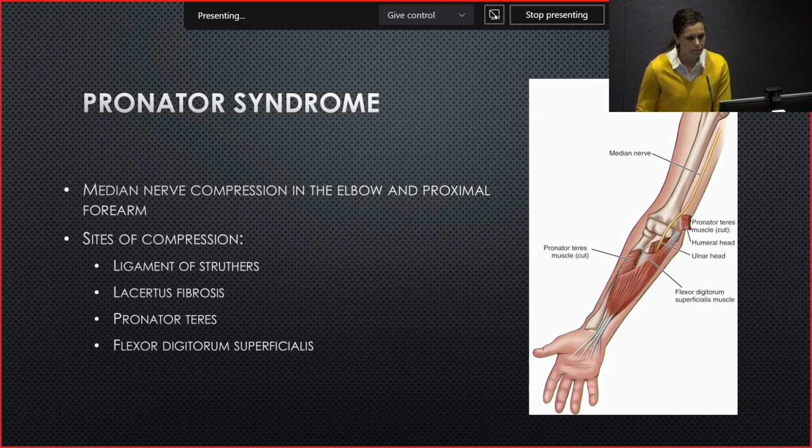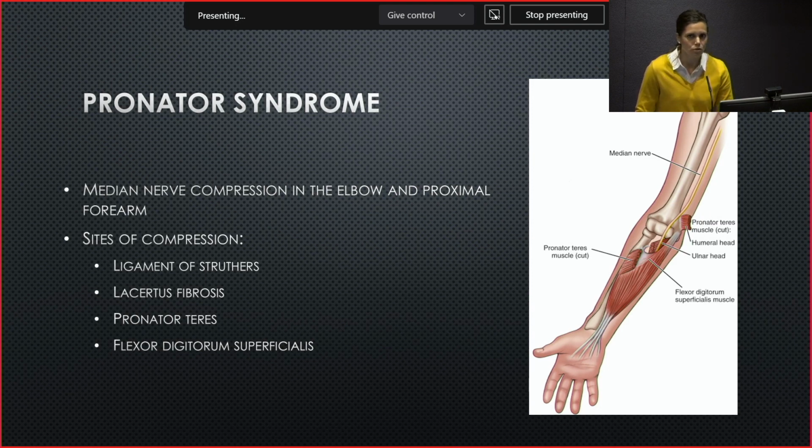So moving on to the next topic. Pronator syndrome is a pain syndrome that results from compression of the median nerve in the proximal forearm and elbow. So from proximal to distal, these potential sites of compression that can cause pronator syndrome are compression under the ligament of Struthers. This is just a fibrous band that runs from supracondylar process to the medial epicondyle.